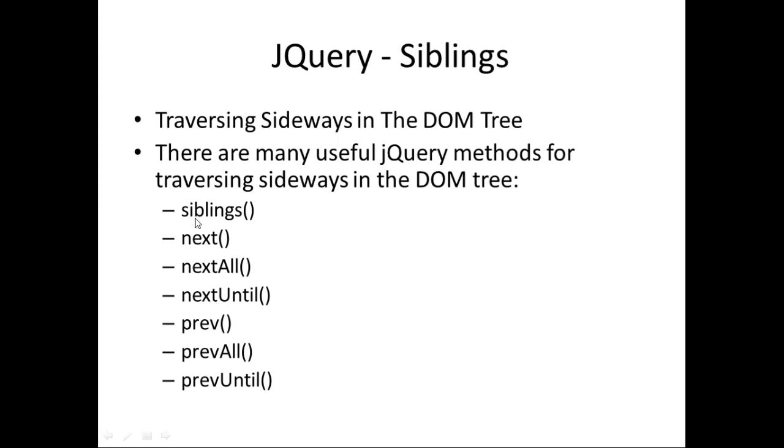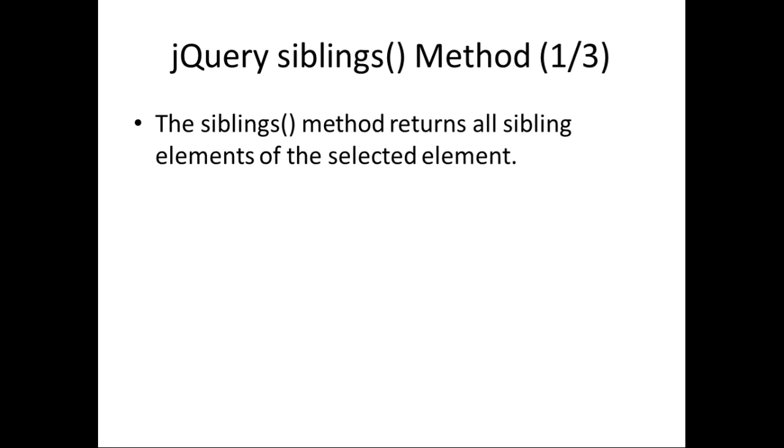Now how about for siblings? So jQuery siblings. Excuse me. Traversing sideways in the DOM tree. There are many useful jQuery methods for traversing sideways in the DOM tree. So these are siblings, next, nextAll, nextUntil, and then the reverse is prev, prevAll, and prevUntil. So jQuery siblings method, 1 of 3.